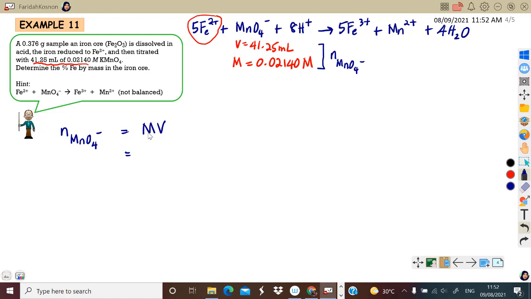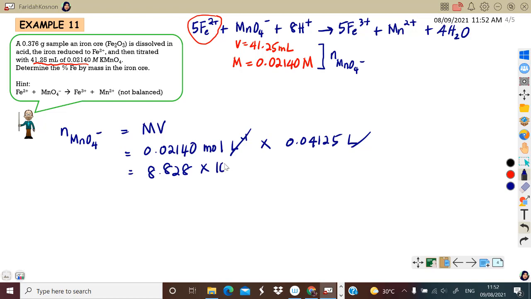So, molarity is 0.02140 mole per liter, right? Times 0.04125 liter. So, you will get the number of moles around 8.828 times 10 to the power of negative 4 mole. Okay, permanganate.